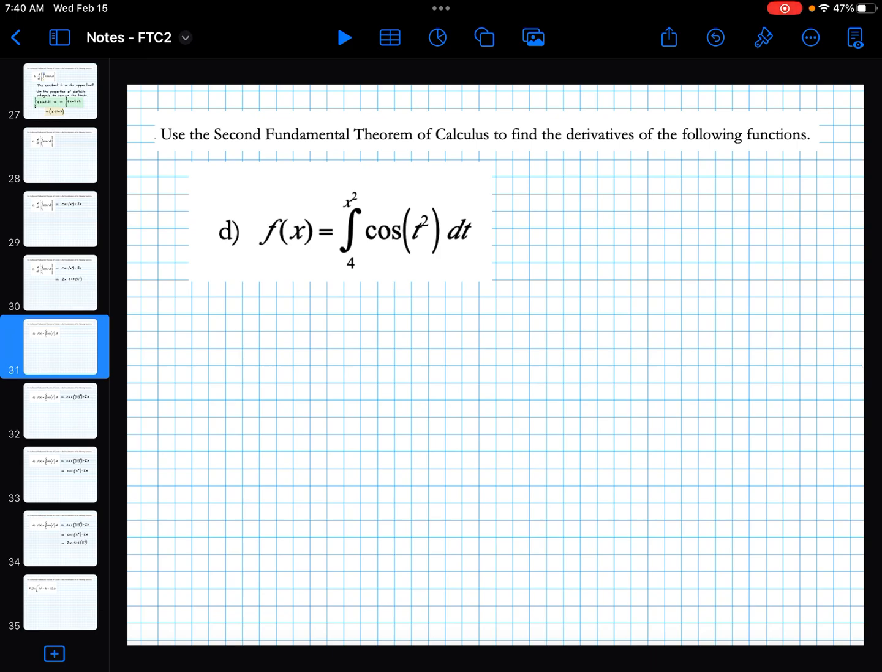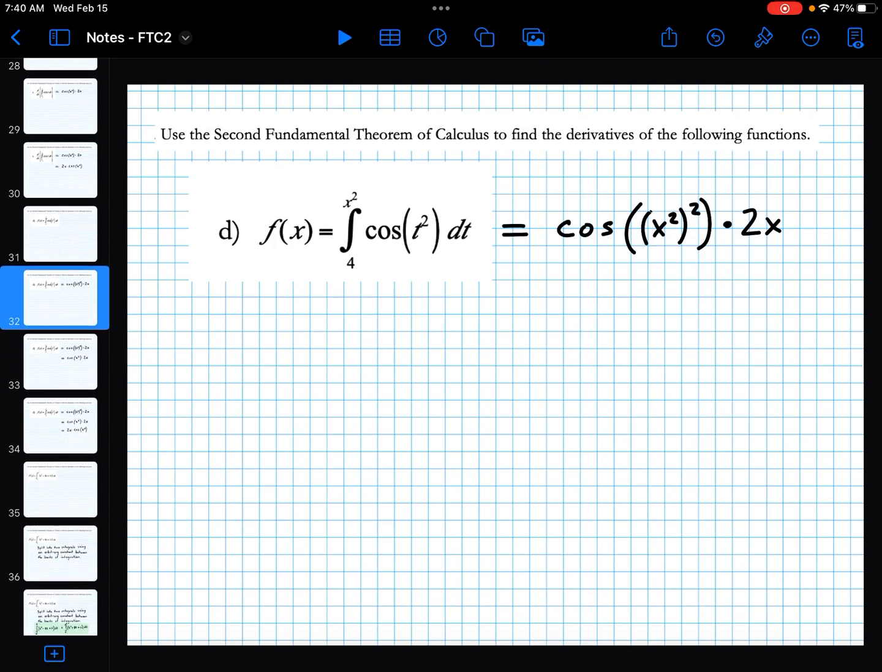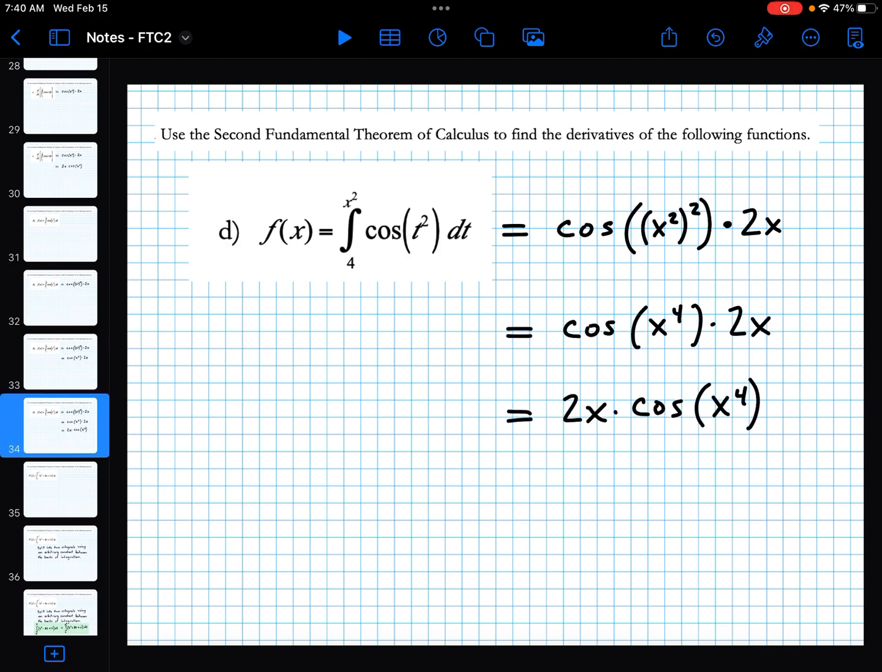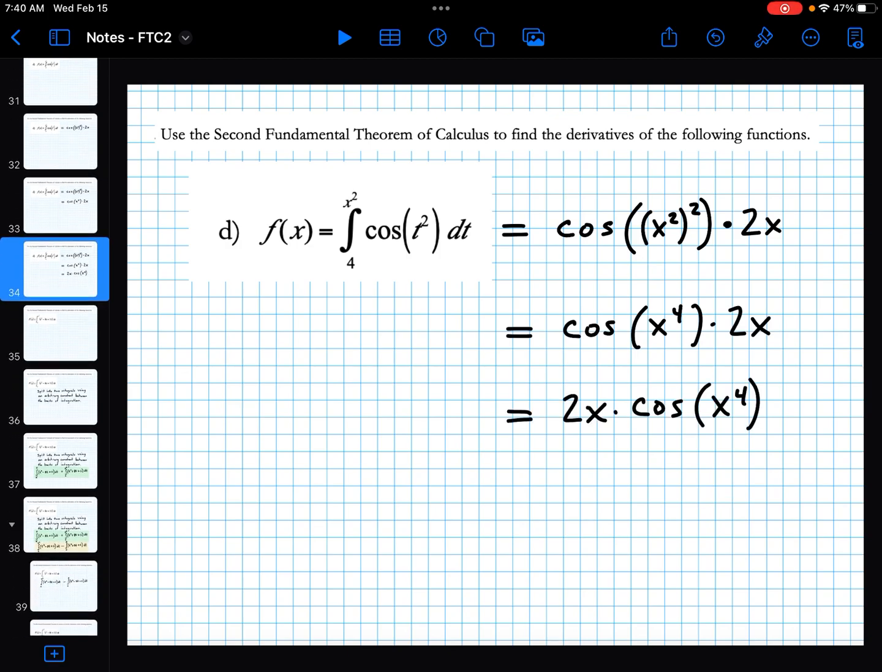All right, here's another one. Take a moment and try that out on your own. Fairly easy to do. And we substitute the x squared in for t, but t was already squared in the argument of cosine, so now I have to take x squared and square it. And of course, we're multiplying by the derivative of the upper limit, 2x. And again, we'll just write the 2x in front, and there's your answer.